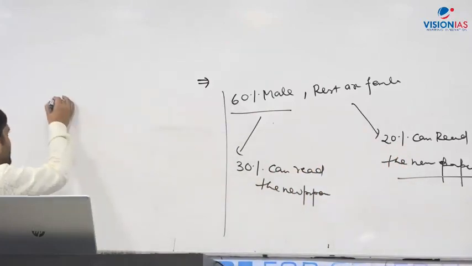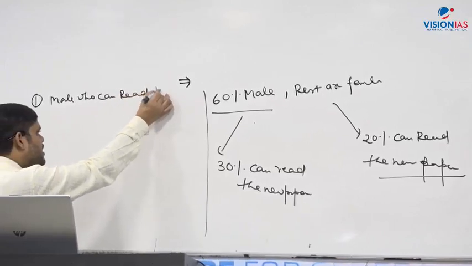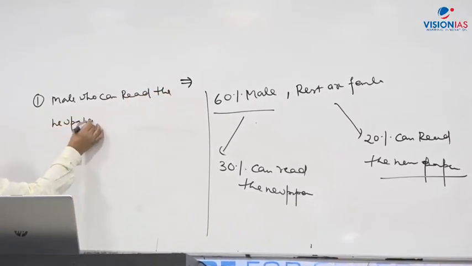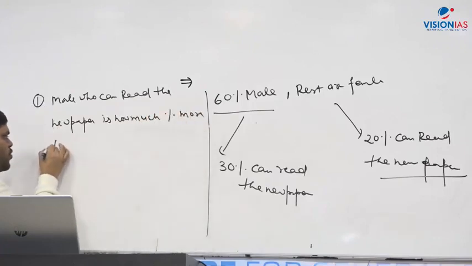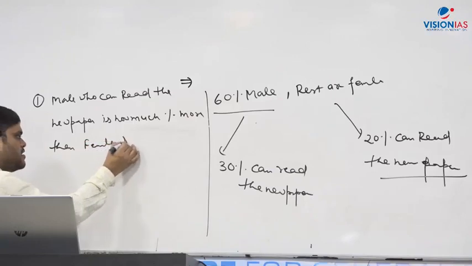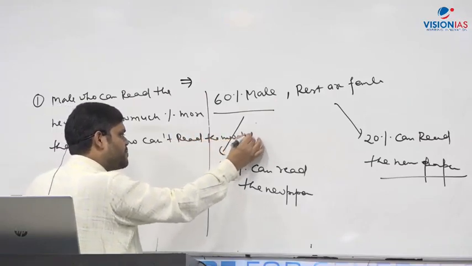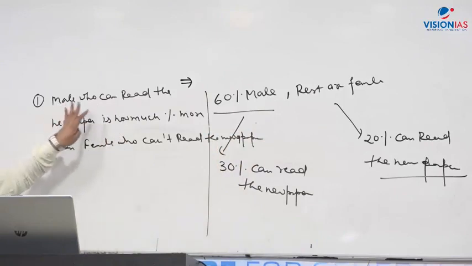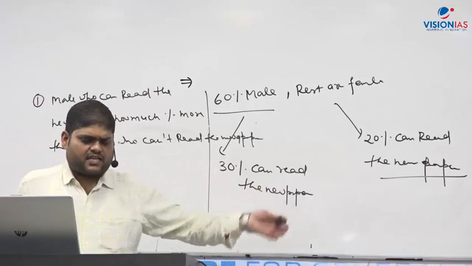Then the first question can be: male who can read the newspaper is how much percent more than female who can't read the newspaper. This is the first question, and then there can be a second and third question.